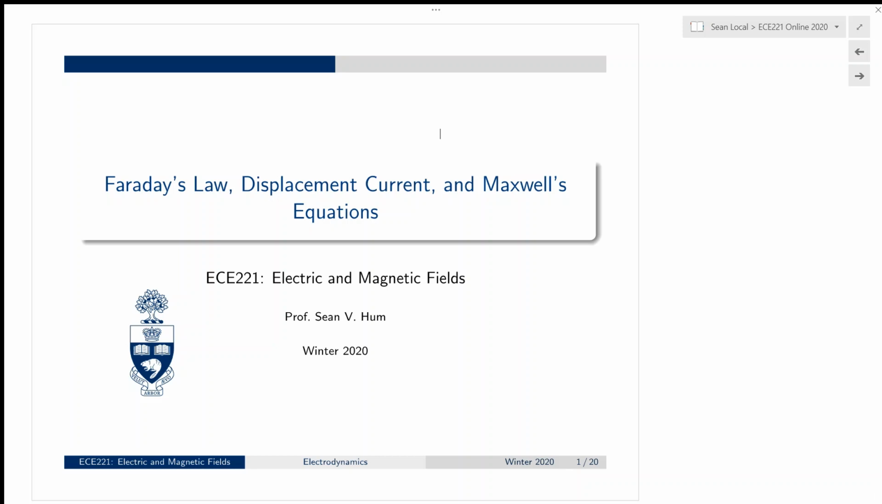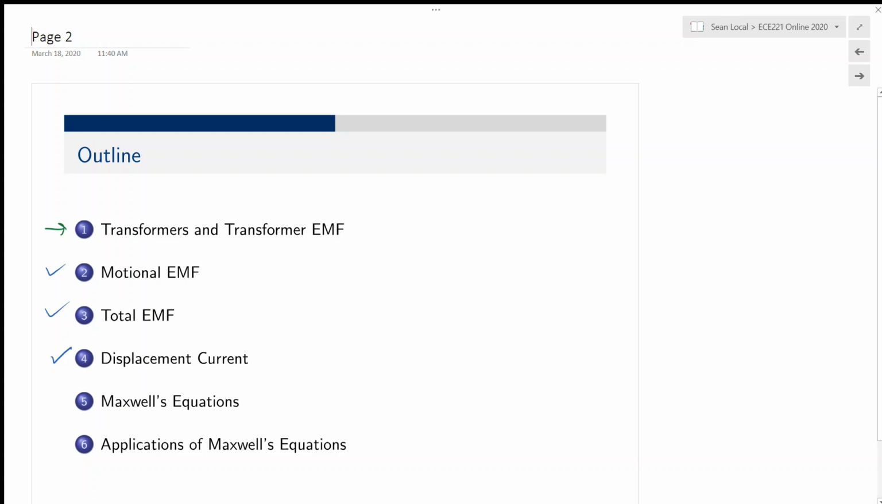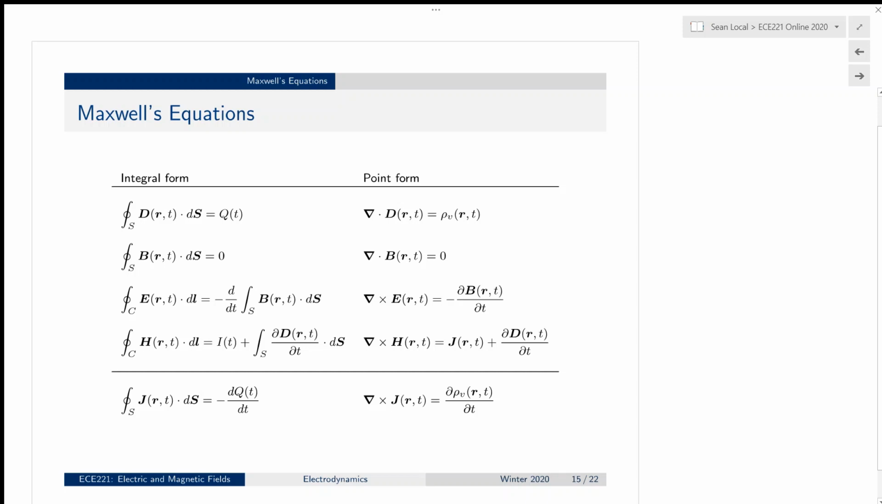In this lecture, we're going to begin looking at applications of Maxwell's equations. In particular, we're going to be looking at applications of electromagnetic induction. To begin, this table summarizes Maxwell's equations as we know them now and as they have been updated using the results of the previous lectures.